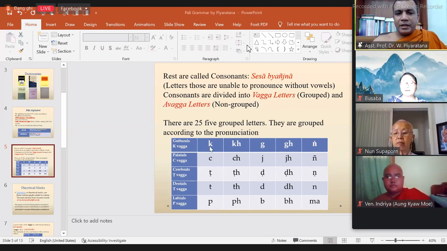If you take the first five letters, we will come later to how those letters appear in words, and when you pronounce them, you may feel how they should sound. For the moment, cha, chha, ja, jha, nya.